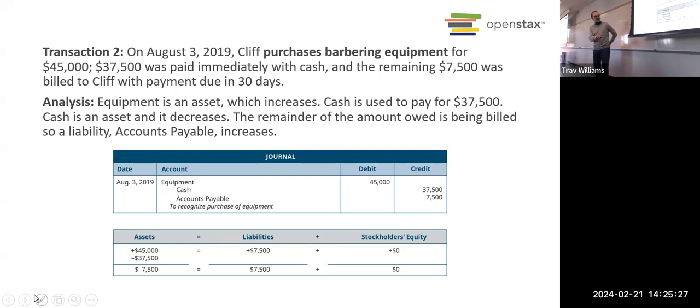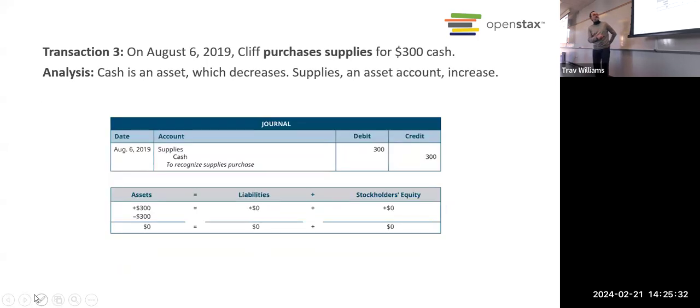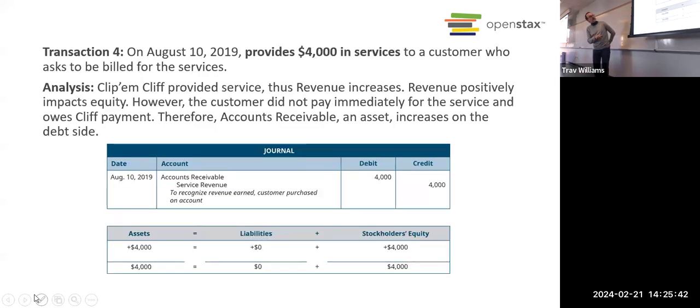Are they still in balance? Yep. Remember, our accounting equation always stays in balance. Then they buy some supplies for cash. Those are both assets, so they cancel each other out. Then they do $4,000 worth of work. Did they get paid for this work? No, they did not. The customer's going to pay them later. That's called an account receivable, which is an asset, but they did do the work, so that is a sale. It was journalized as revenue.